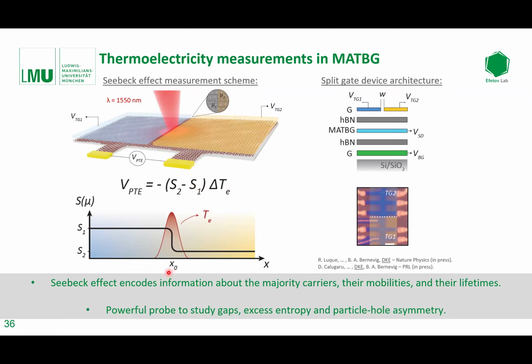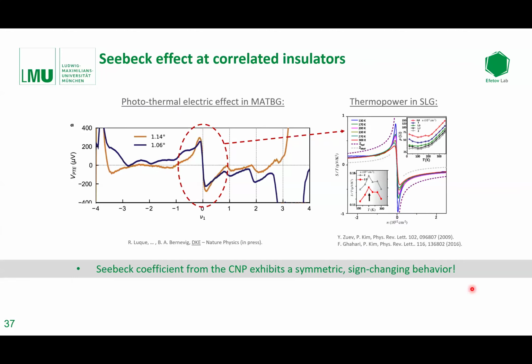And we really wanted to measure the Seebeck effect in the system, because the Seebeck effect is really sensitive to the majority of the carriers. So it can give us information about electrons and holes in a separate way. It can give us information about the mobilities and the lifetimes also of the different excitations of electron and hole type.